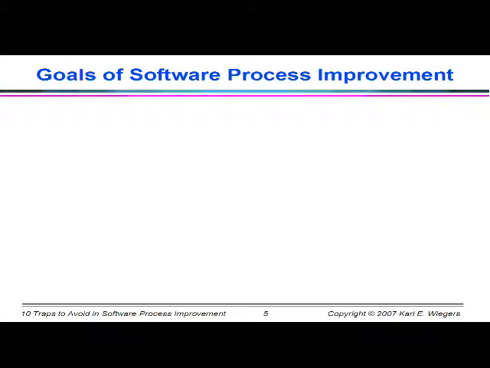Now, no matter what approach you take, software process improvement efforts can fall off the rails in a lot of ways. So this presentation describes 10 common traps that can undermine a software process improvement program.